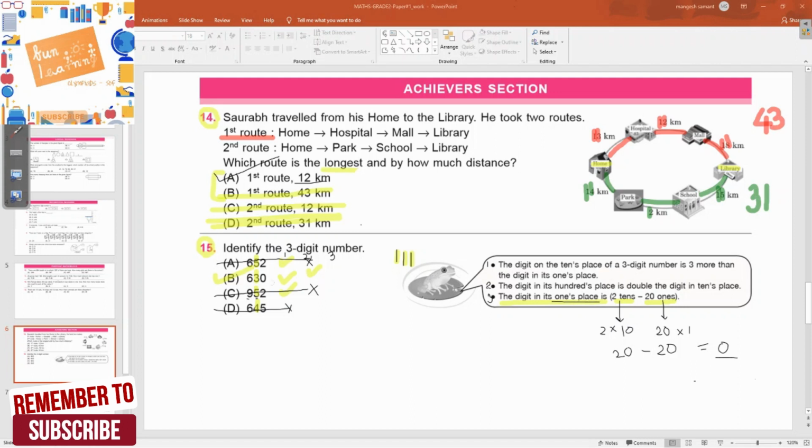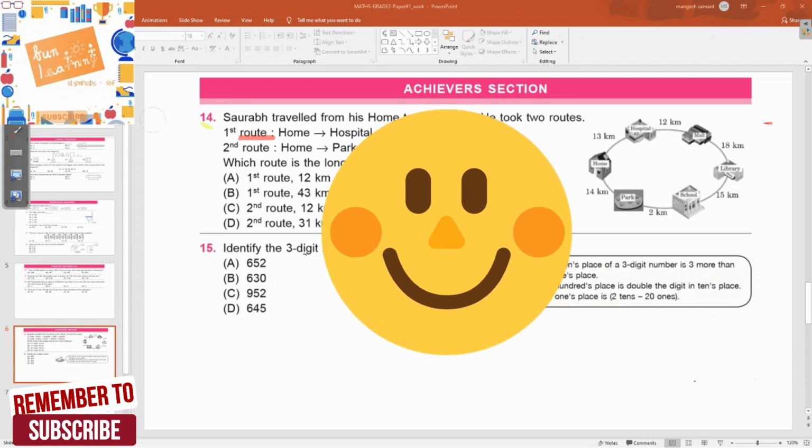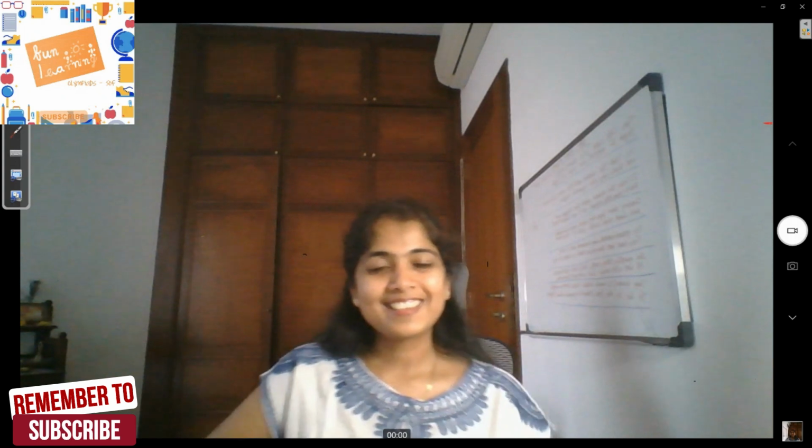Now which option has digit in ones place 0? Oh, it's option B again. So that is another way of identifying the correct option, which is option B. Wow! We have got all the right answers in our solving, which is very good, children. I'm very proud of how you did. So, well done, kids. You've solved the sample paper.